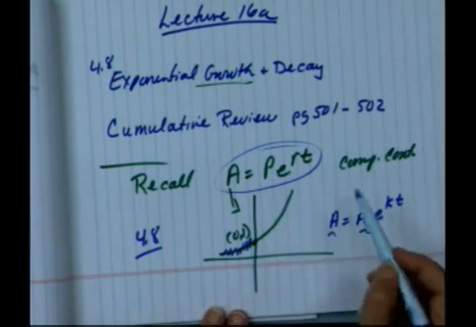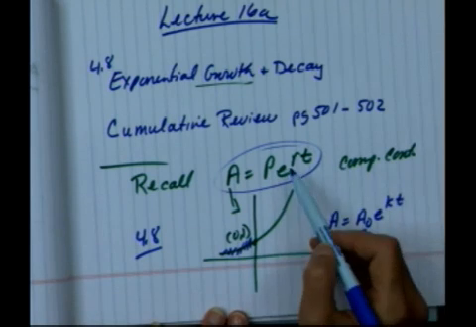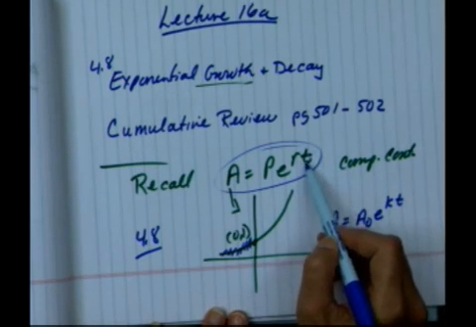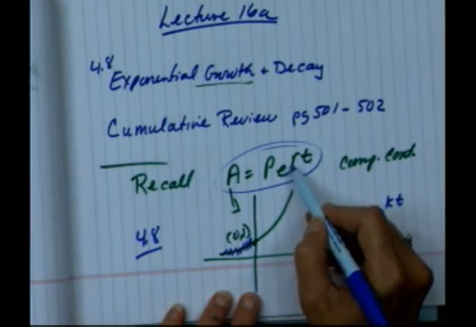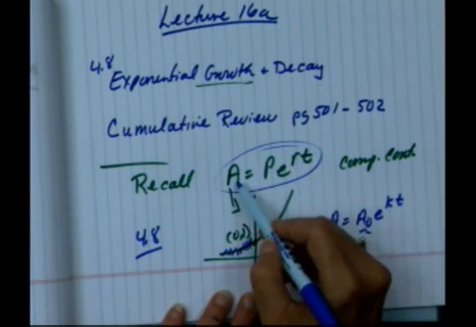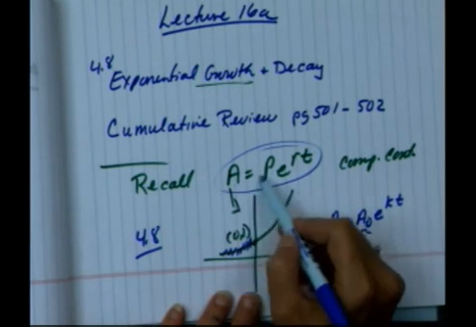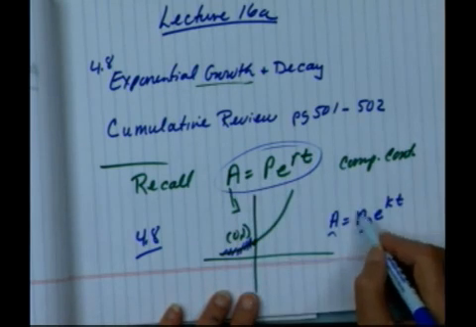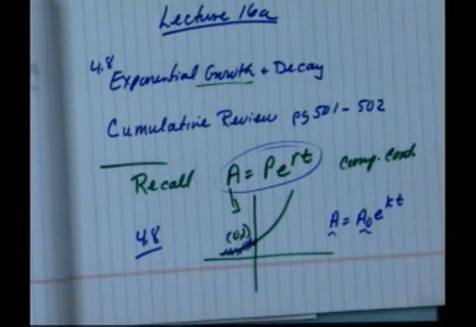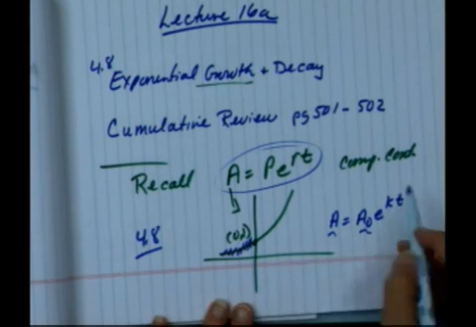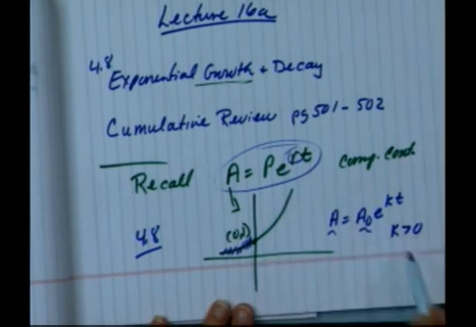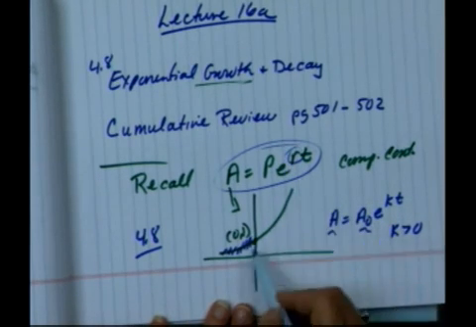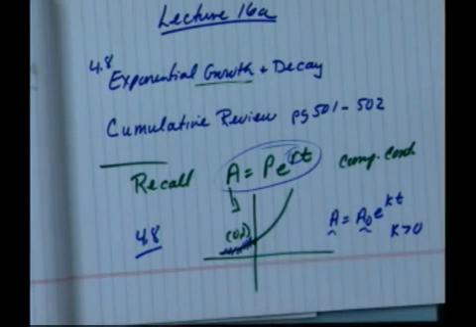A sub 0 just means that whenever t is 0, e to the 0 is 1, so at time equal to 0 you're talking about your present value. So A sub 0 is your initial amount in your population. Whenever k is greater than 0, which is the same thing as your r up here, you're going to have exponential growth, such as sales or whatever.